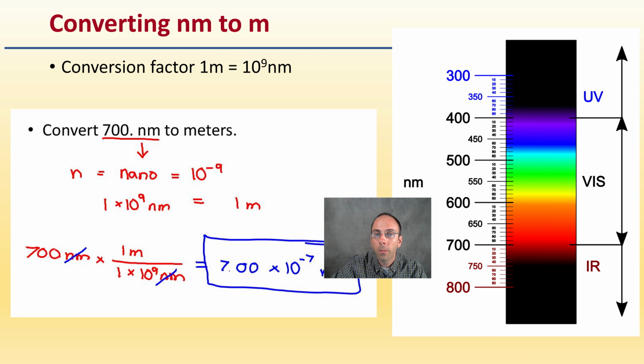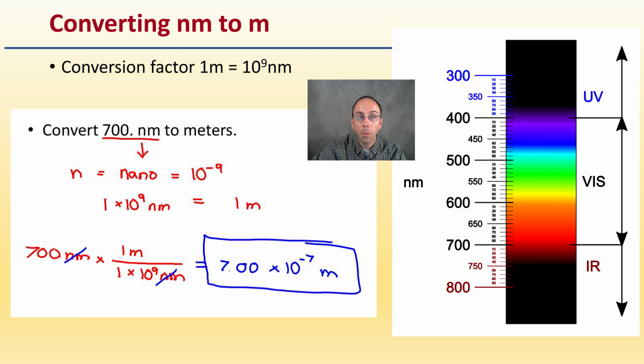So first off, as I said, meters and nanometers. The conversion factor is 1 meter equals 10 to the 9th nanometers. So if you're given something in nanometers, you're going to need to convert that into meters to be able to utilize this equation. So again, that's the first part that can be a little confusing there.